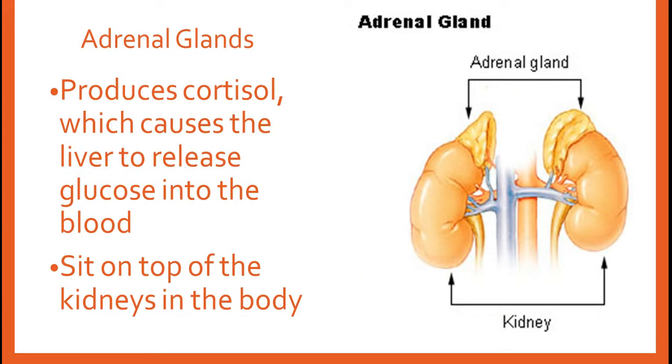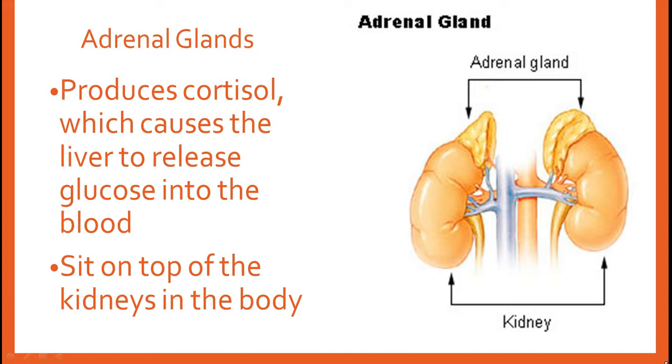Our adrenal glands. Okay, these are sitting right on top of the kidneys. 1, 2. And they produce something called cortisol, which causes the liver to release glucose into the blood. Okay, so cortisol would be sort of the awake hormone. So we want that to be active in the daytime. We're going to be releasing glucose because we're moving around. We're needing our bodies to be working hard, that kind of thing.